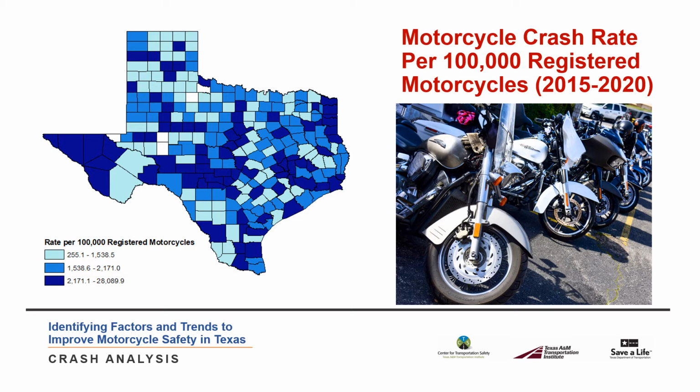This slide displays a second type of crash rate. We're now looking at motorcycle crashes per 100,000 registered motorcycles by county in Texas. Higher crash rates per 100,000 registered motorcycles are indicated by the darker blue colored counties on the map. Compared to the prior figure looking at driving population crash rates, many of the same counties are colored dark blue, or have a high crash rate per number of registered motorcycles, as we saw when we looked at driving population.